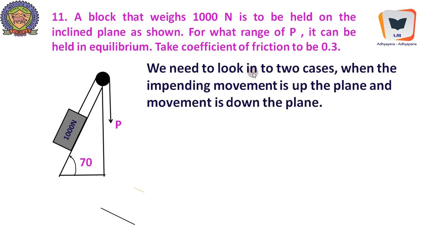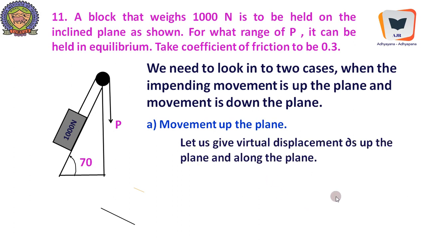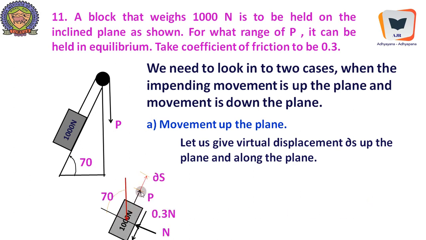So we need to look into two cases again, when the impending movement is up the plane and when it is down the plane. So we will consider movement up the plane. Let us give a virtual displacement of del S up the plane and along the plane. So this is the plane, and we have given del S up. So now del S is positive as far as displacement is considered. It is showing a tendency to move up.